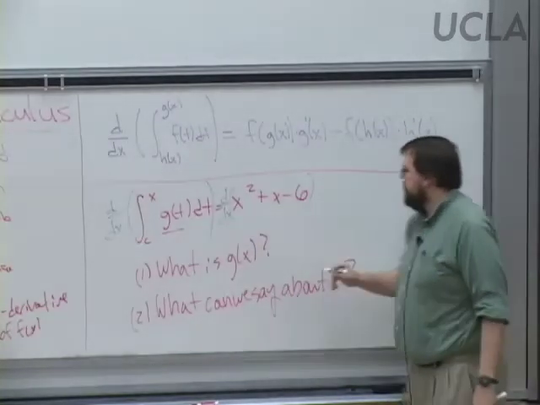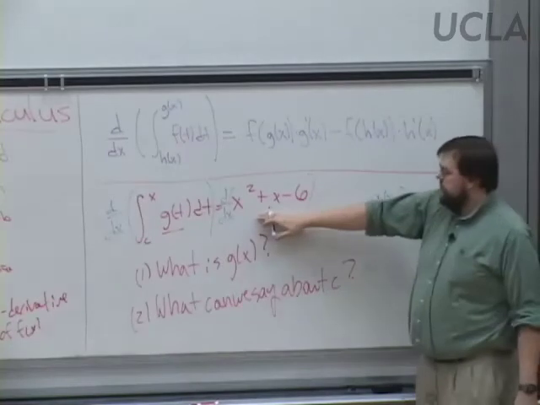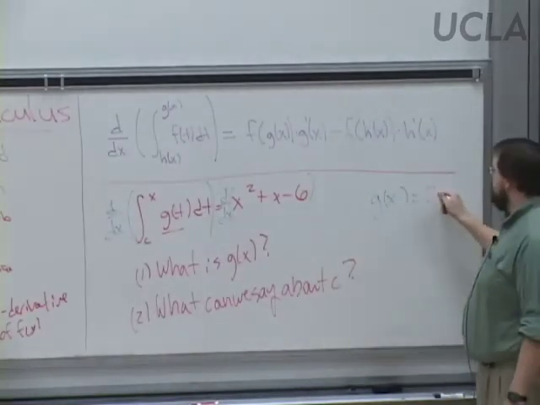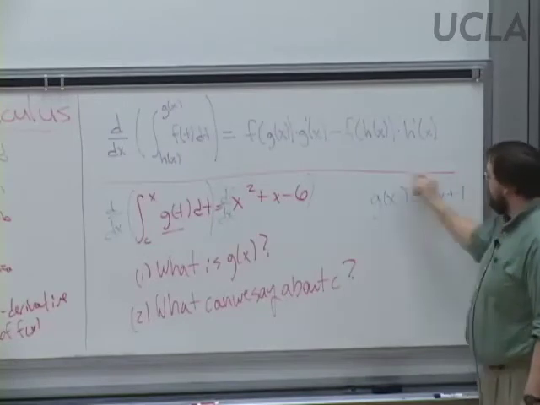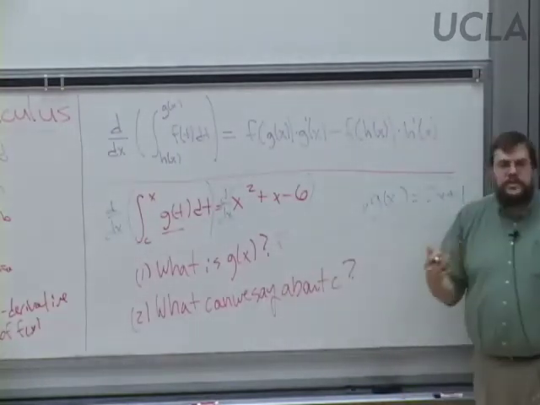Because if I take the derivative of two things which are equal, their derivatives have to be equal. And we said over here the derivative of the left-hand side was g of x. What's this derivative turn out to be? 2x plus 1. Okay. Now we're doing good. We figured out g of x. Woohoo!